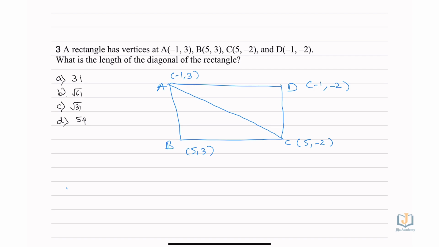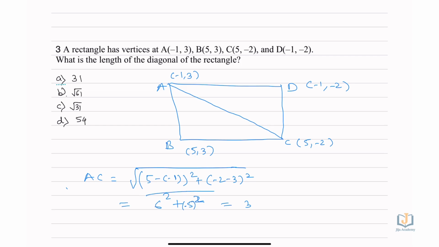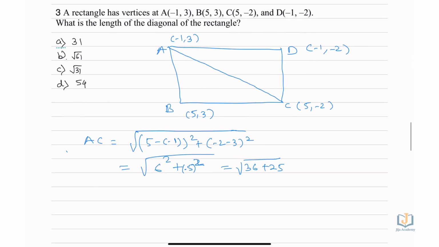So we are finding the AC is equal to, by distance formula, (5 minus of minus 1) whole square plus (minus 2 minus 3) whole square, is equal to 6 square plus 5 square, is equal to 36 plus 25, is equal to 61. So option B is the correct answer, diagonal of the rectangle. Moving to the next problem.